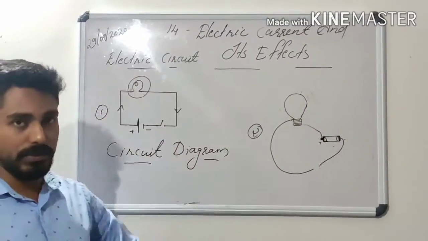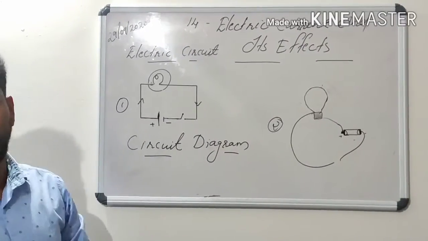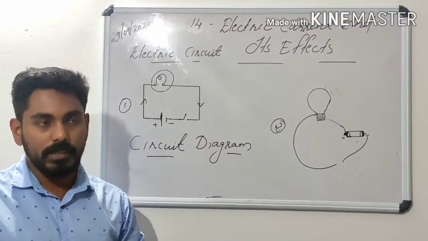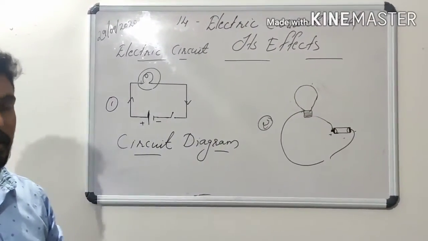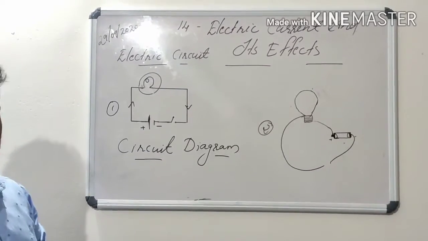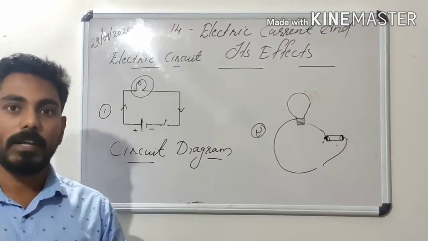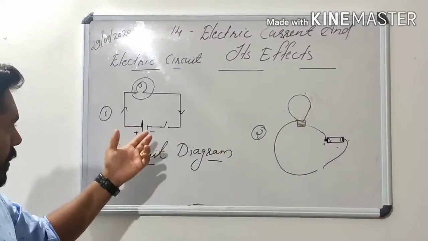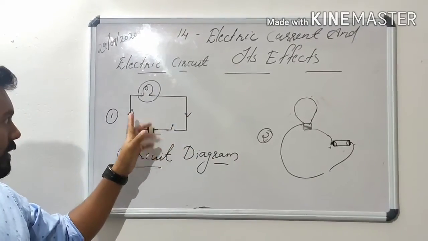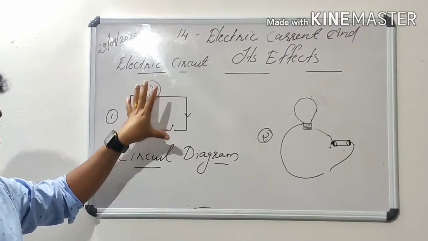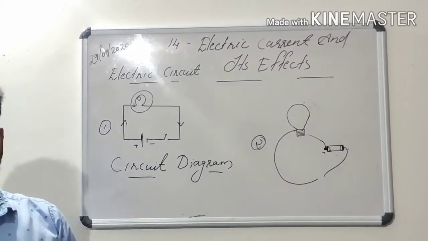So what do you mean by circuit? I have told you the word circuit repeatedly. Circuit means it is the complete passage of electric current. Otherwise you can say that a circuit is a complete path of electricity. Here the electricity passes through this wire, isn't it? So this is a circuit. Sometimes the circuit may be incomplete, or sometimes the circuit may be complete.